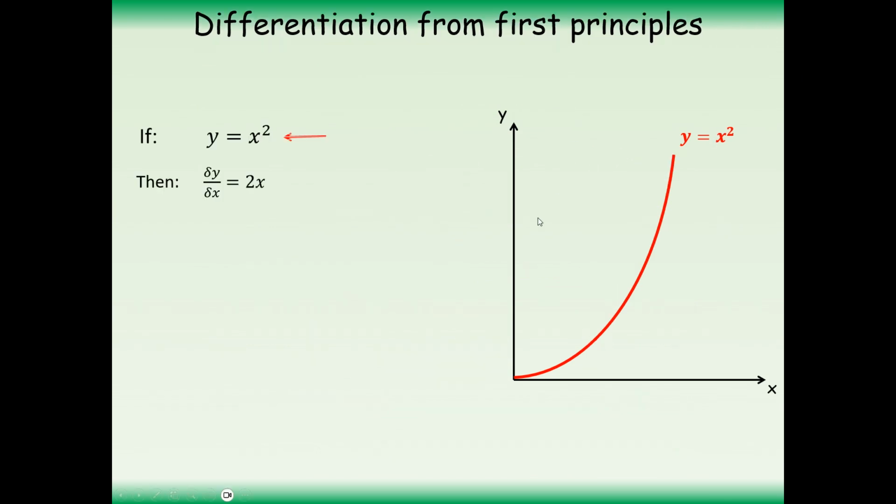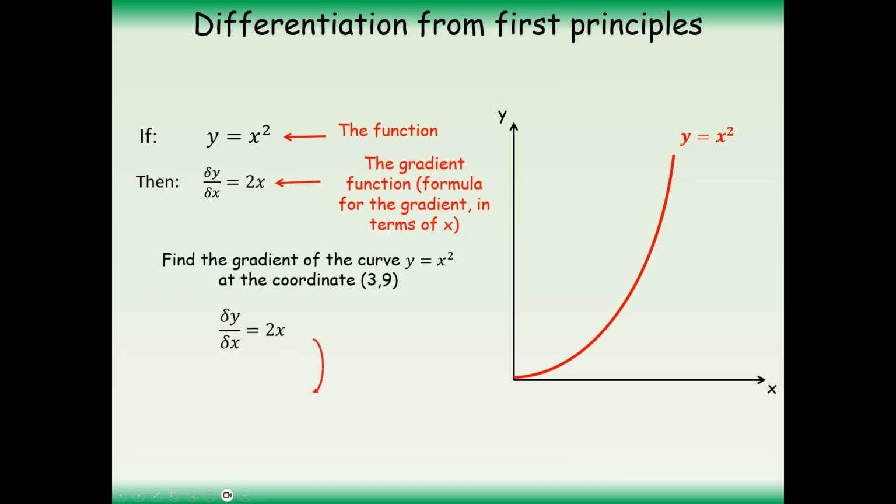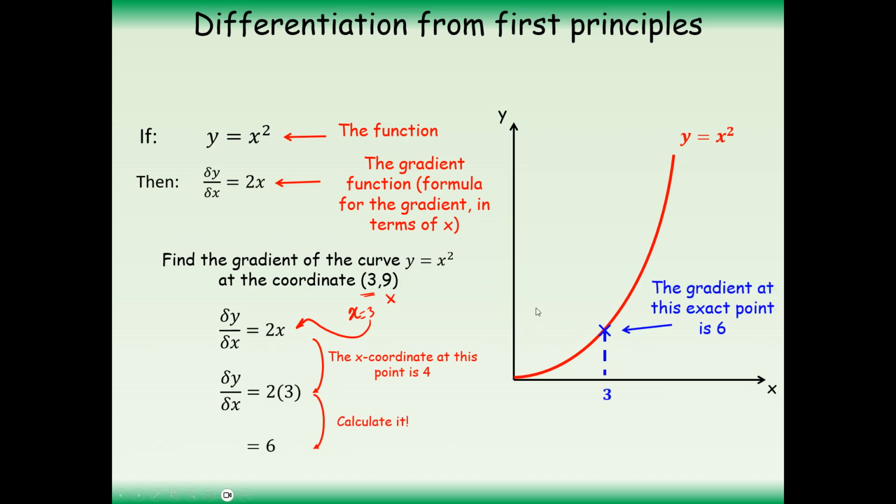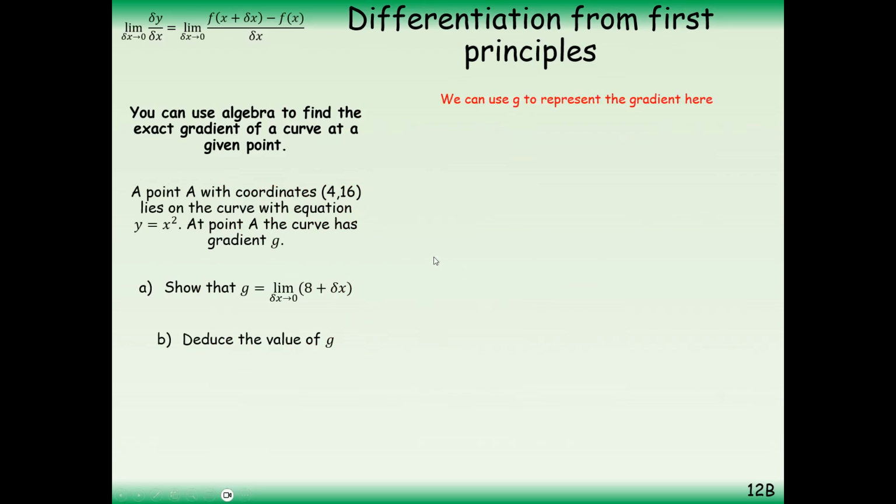So if we are evaluating that at x equals 3, the y value is irrelevant for us. What's important is that x equals 3, and we only need the x value to calculate the gradient there. So at the point x equals 3, the gradient will be 6.